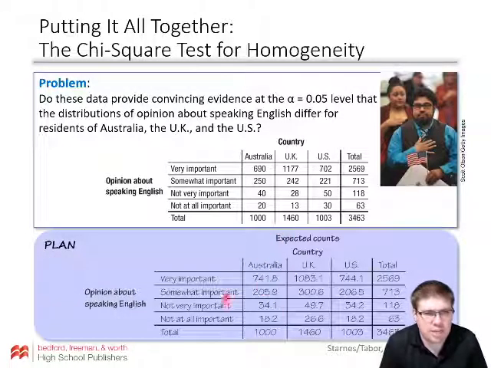There are our expected counts if we did row totals times column total divided by table total. Then we can get to our do step. We can do our chi-square test statistic. We probably don't want to do all 12 of these because it gets super long, but you should be able to do the first couple.